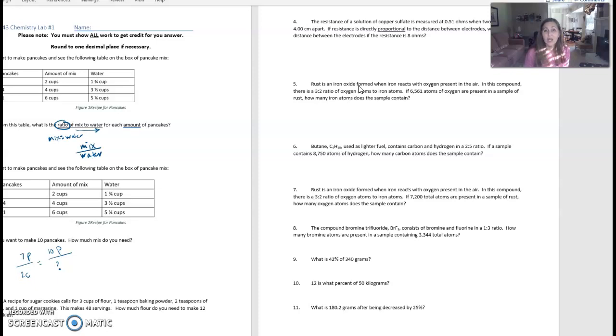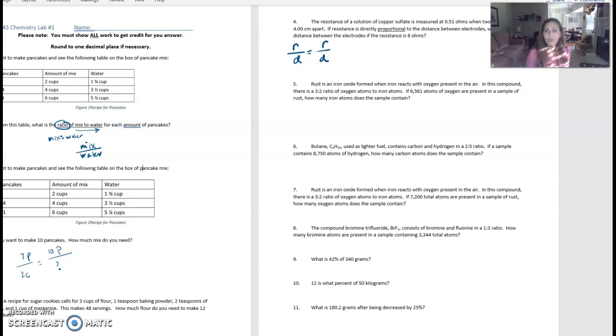So let's keep going. If the resistance is directly proportional to the distance between the electrodes, what is the distance between the electrodes and the resistance? Okay, again, I don't know what they're talking about, but I can follow directions. So they're talking about two things here. They're talking about resistance and distance. So I'm going to set up a proportion with resistance over distance equals resistance over distance.